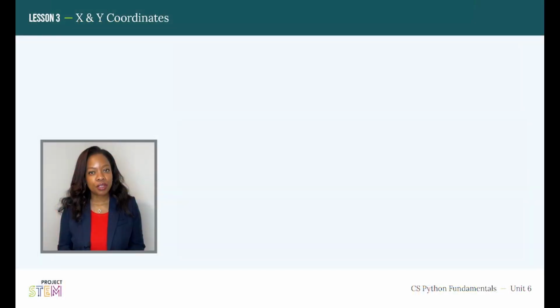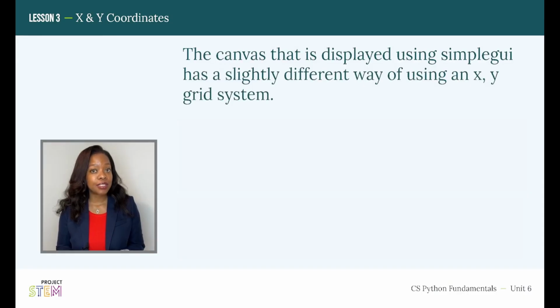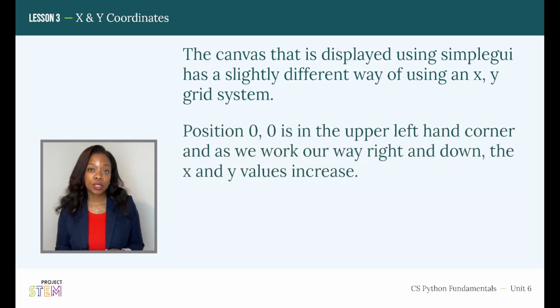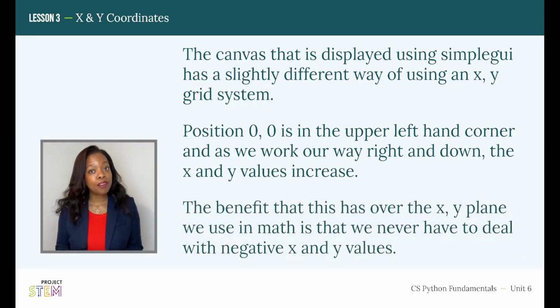As we discussed previously, the canvas that is displayed using Simple GUI has a slightly different way of using an XY grid system. Position 0, 0 is in the upper left-hand corner. And as we work our way right and down, the X and Y values increase. The benefit that this has over a normal XY plane we use in math is that we never have to deal with negative X and Y values.